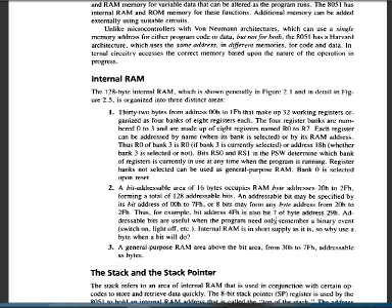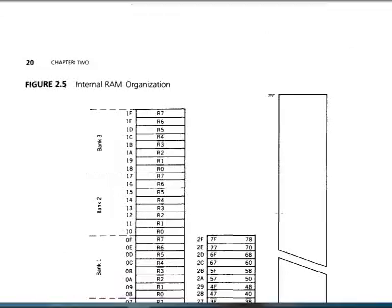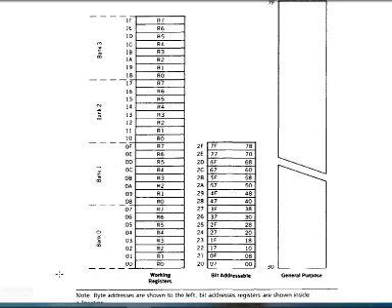Now we'll go for the next, stack and stack pointer register. So here this is actually internal RAM organization of 8051. As we know, internal RAM is divided into 4 register banks, bank 0, bank 1, bank 2 and bank 3. Each bank is consisting of 8 registers. So here R0 to R7, these first 8 registers are from bank 0. Similarly, bank 1, bank 2 and bank 3.